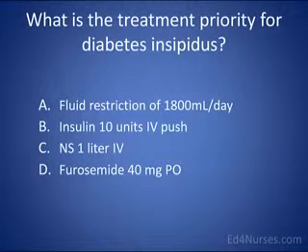Let's take a look at another question. What is the treatment priority for diabetes insipidus? Okay, I hope you picked letter C. We want to give fluids to this patient because this patient is inappropriately dumping off fluids. Now, that patient's serum sodium level will be high, so you might be a little bit concerned about giving normal saline, but we don't want to give this patient too much free water, which could end up in the brain.